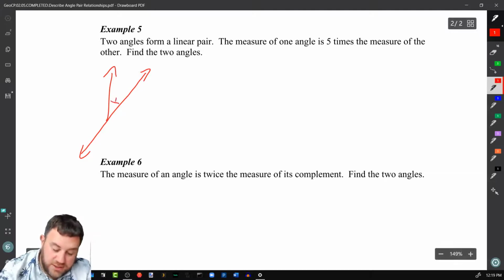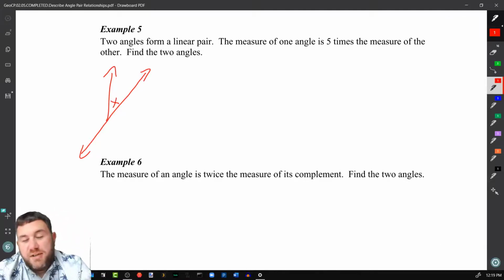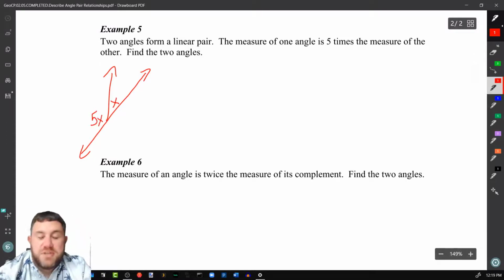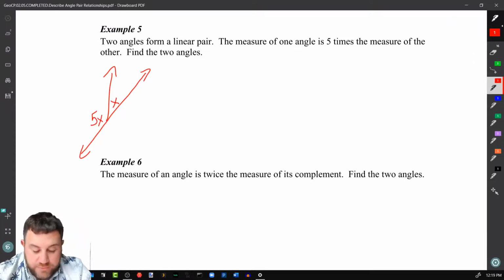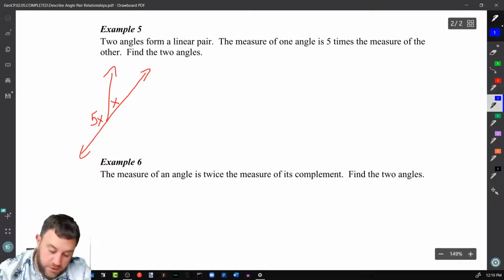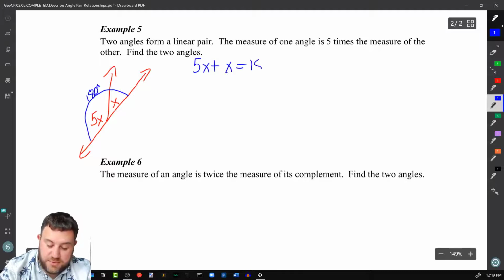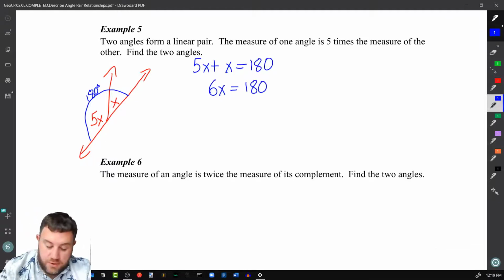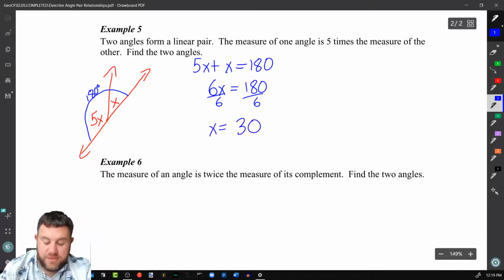So if we call this small angle x, the other one has to be 5 times that amount. So it's going to be 5x. And because we know this is a linear pair, we know that the whole thing is 180 degrees. So we could say 5x plus x equals 180. Combine your like terms to get 6x equals 180. We'll divide both sides by 6. So x will be 30.